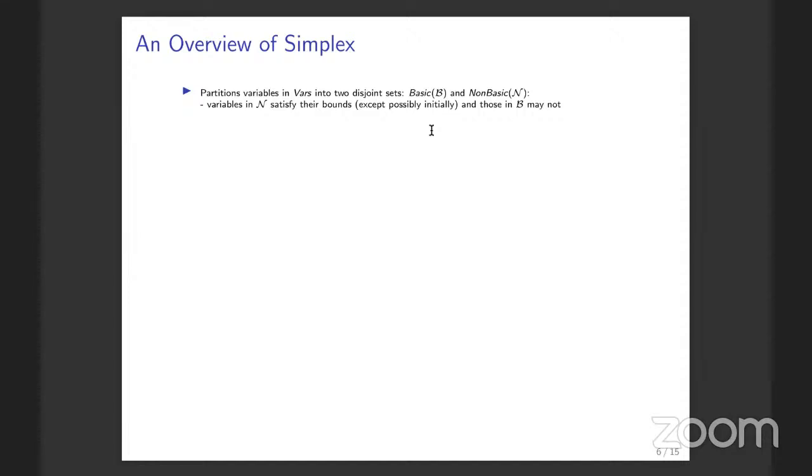It keeps a partitioning of the variables in the original set. And the constraint Ax equals 0 is itself maintained as an equality, as it was shown originally. This one is called a tableau, and it's an equality relation between the basic variables. Every basic variable is expressed as a linear combination of the non-basic variables.